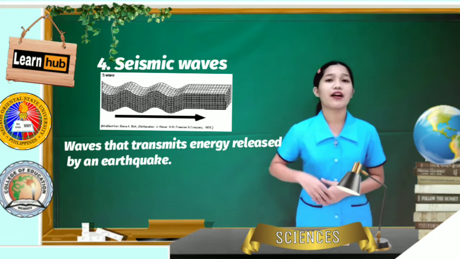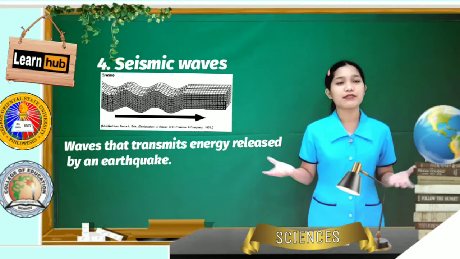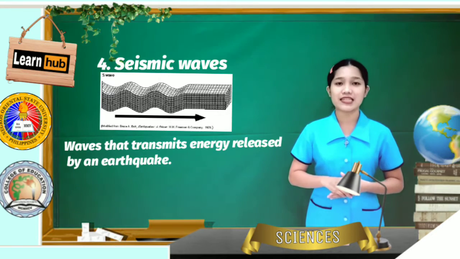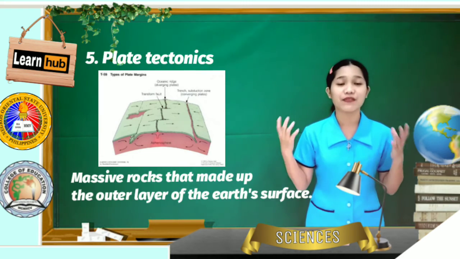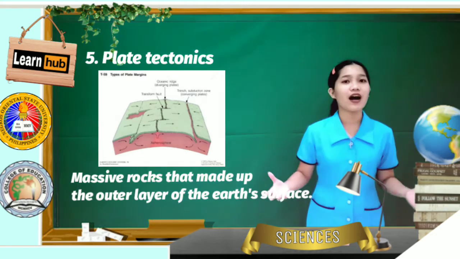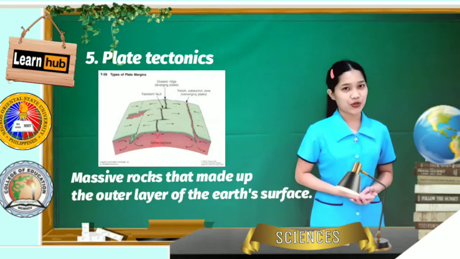Seismic waves, these are the waves that transmit energy released by an earthquake. And the last one is the plate tectonics. These are the massive rocks that make up the outer layer of the Earth's surface.